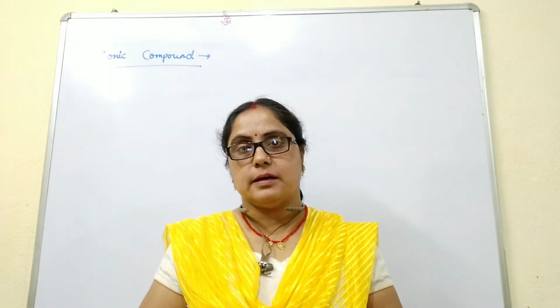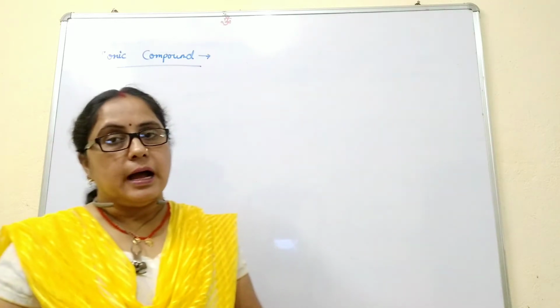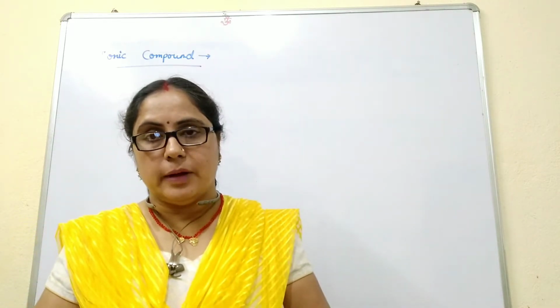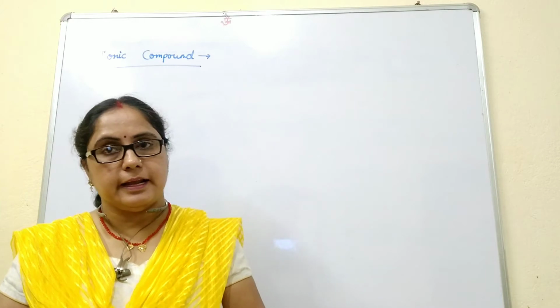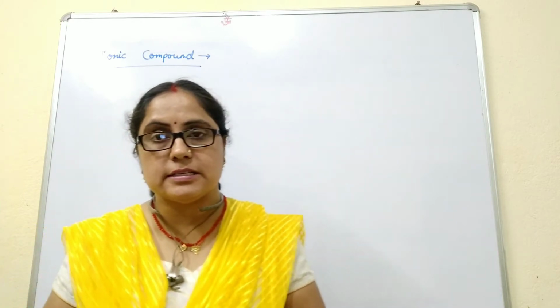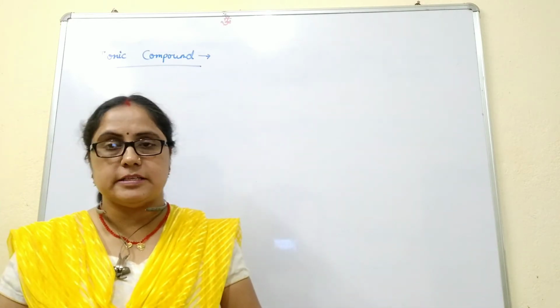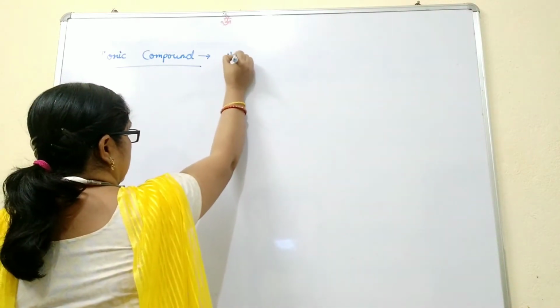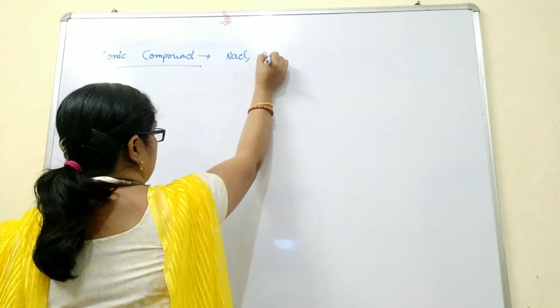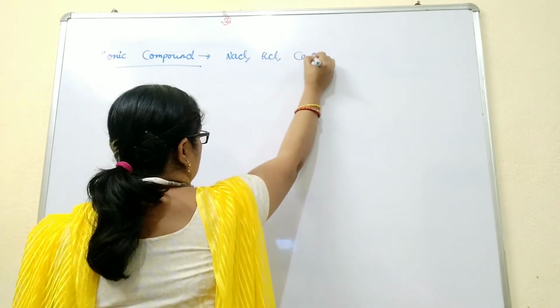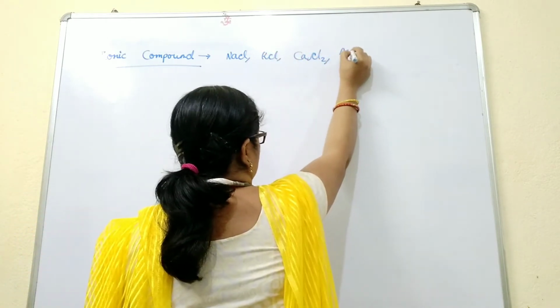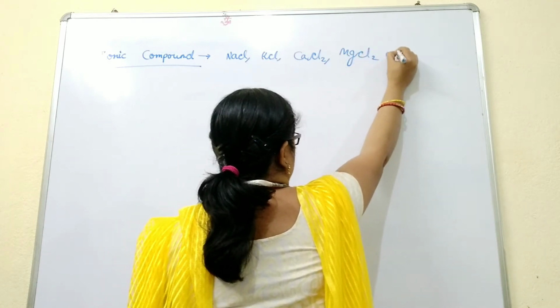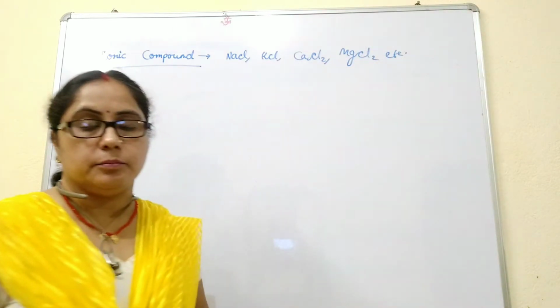Now we will discuss the formation of ionic compounds. From the name, ionic compounds are formed from ions, from cations and anions. Cations are positively charged ions and anions are negatively charged ions. For example, the ionic compounds NaCl, KCl, CaCl2, MgCl2 are all examples of ionic compounds.